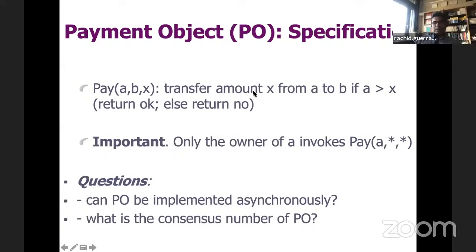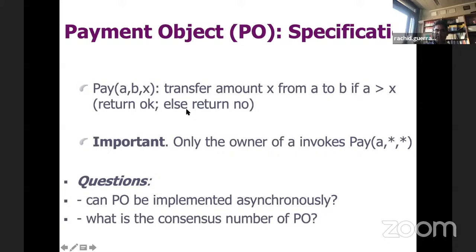What is actually a payment object? The problem defined by Nakamoto, whomever that means. It's an object that has only one operation, pay with 3 parameters, A, B, X. And it consists of saying transfer amount X from A to B if there is enough money. Okay? It is important to notice that in the payment object of Nakamoto, only the owner of the account is able to give money, right?